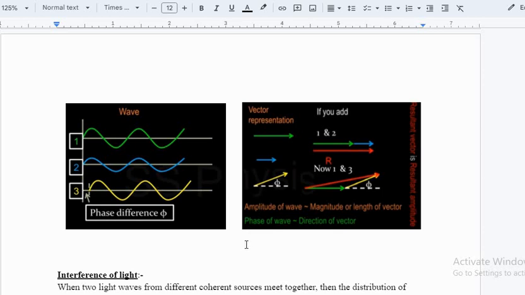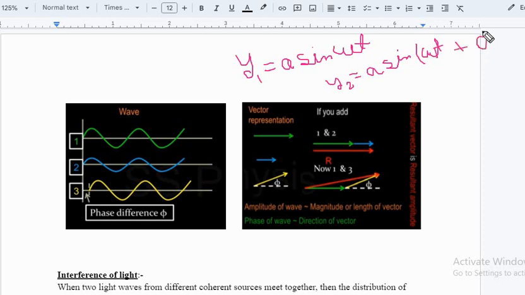So, a wave, or in this case, an electric field fluctuation, can be explained in a simple way. One can just think about a wave equation: y is equal to A sine omega t. Let's say this is y1, and we can have another wave, y2 is equal to A sine, inside the bracket I am writing, omega t plus phi.